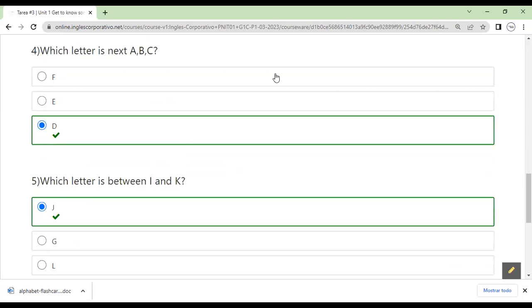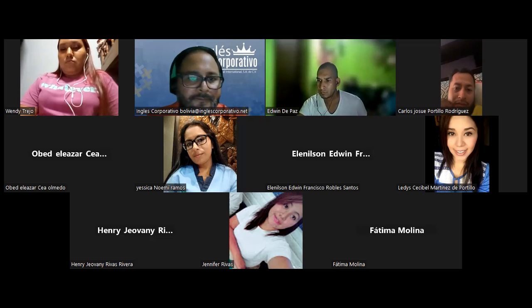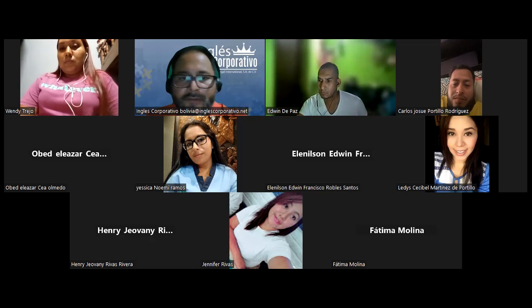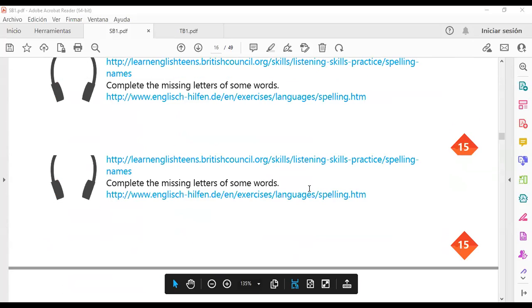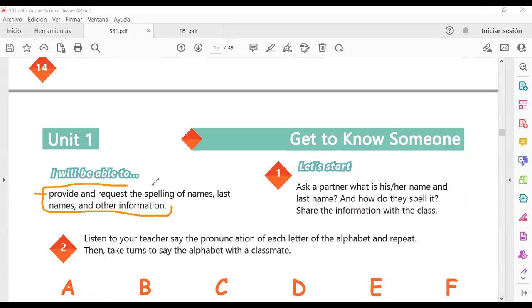So we finished. Now we're going to see if we accomplished the goal for tonight. Because this is quite important, okay? Remember the goal that we read at the beginning. The goal for tonight was to provide and request the spelling of names, last names and other information. ¿Lo logramos? Yes. Okay, logramos deletrear nuestros nombres y dar información a otras personas.